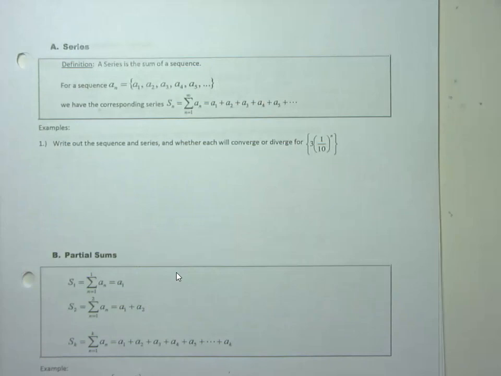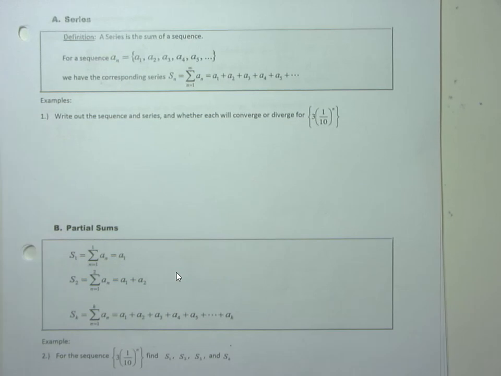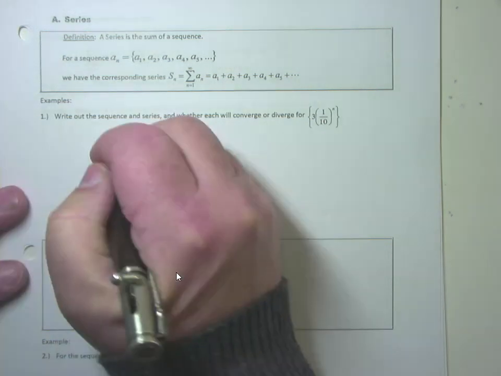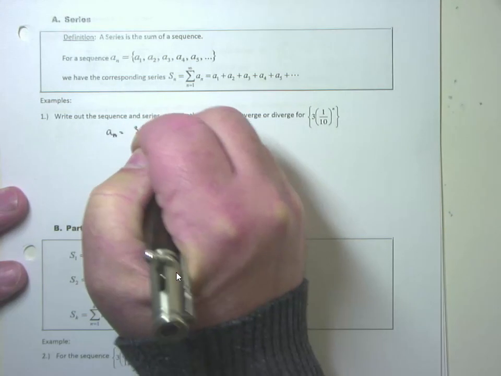So we introduced you guys, in section 8.1, the concept of a sequence, a listing of numbers, so we can introduce section 8.2. We're going to add these guys together. So, here's a sequence right here. Write out the sequence, and then write out the series and tell whether they're going to converge or diverge. My formula for a_n for a sequence is 3 times (1 over 10)^n.